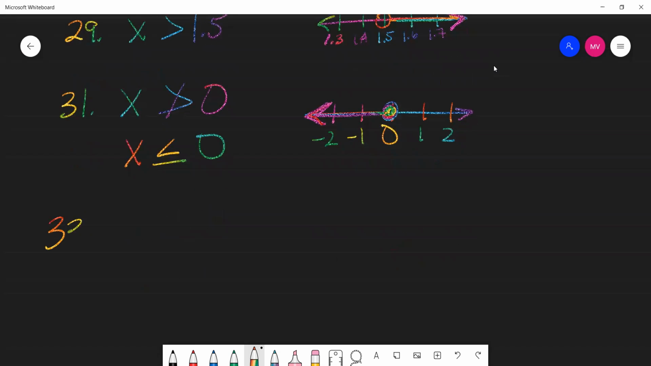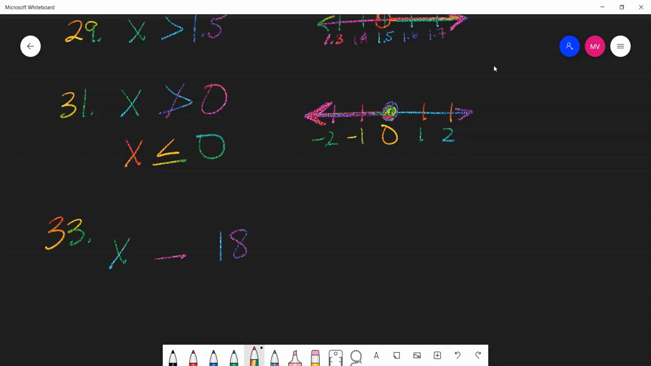All right, so for number 33, it says, you must be at least 18 years old to vote. So you can pick your variable, I like X, and we know we're comparing it to 18. All right, now X stands for the age requirement, the voting age is what I would call it, right? So the voting age must be at least 18. That means it can be 18. So you've got that or equal to portion.